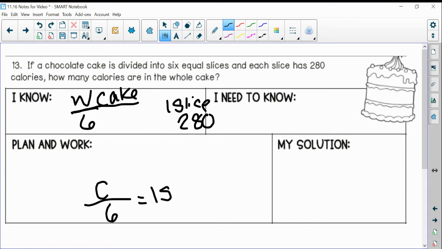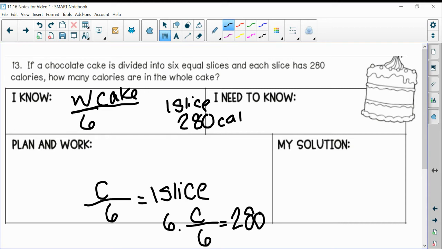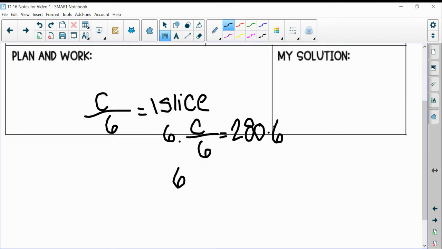So total calories divided by 6 pieces is going to equal 1 slice. Well, we know that 1 slice is 280 calories. So we can plug that in. So calories of the total cake divided by 6 is going to give me 280. All right, and how do I get rid of division? Multiplication. So I'm going to go ahead and multiply this left side by 6 and this right side by 6. All right, and then I have 6 calories which simplifies to 1 calorie, is equal to 280 times 6.